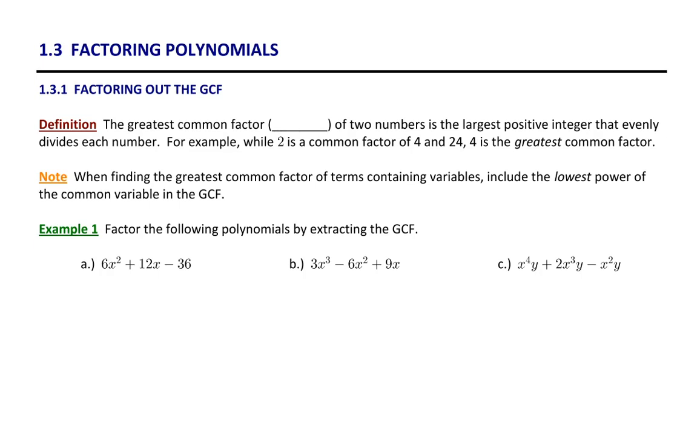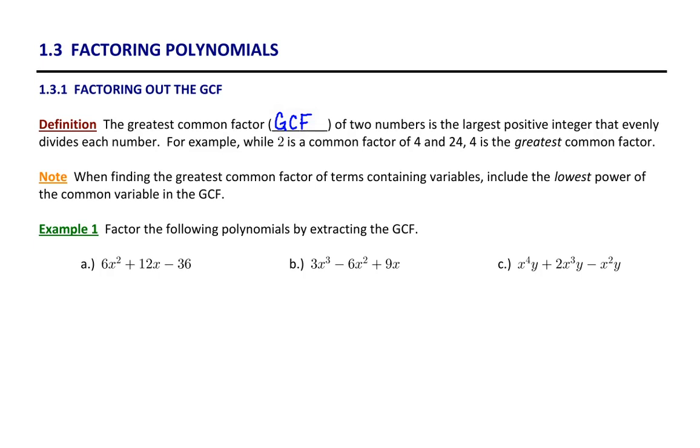The greatest common factor, which we abbreviate GCF, not to be confused with the LCD, lowest common denominator, which is a common multiple. The greatest common factor, GCF, of two numbers is the largest positive integer that evenly divides each number. For example, while 2 is a common factor of 4 and 24, because both 4 and 24 are divisible by 2, 4 is the greatest common factor. It's the biggest number that evenly divides both 4 and 24.